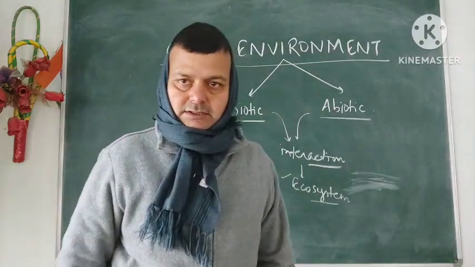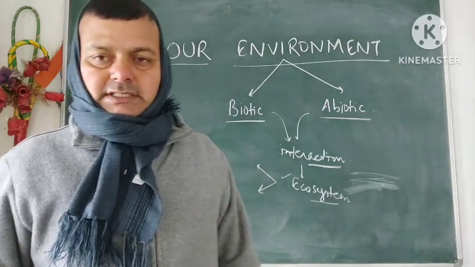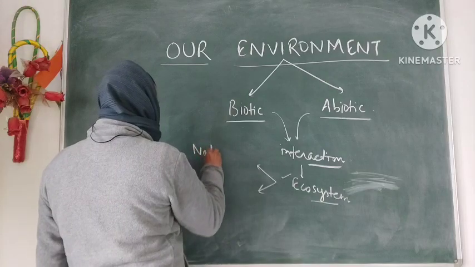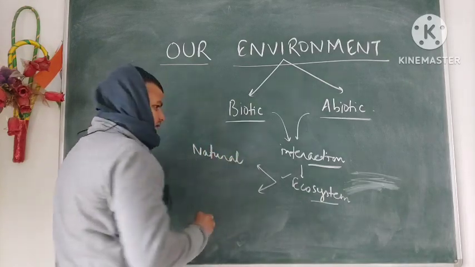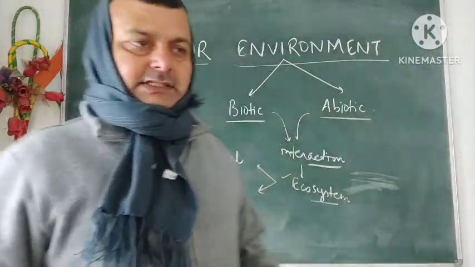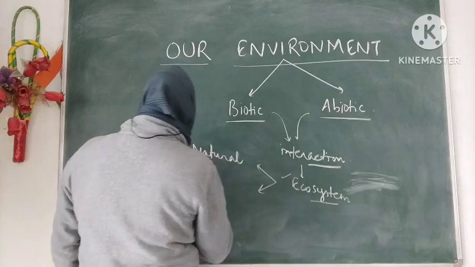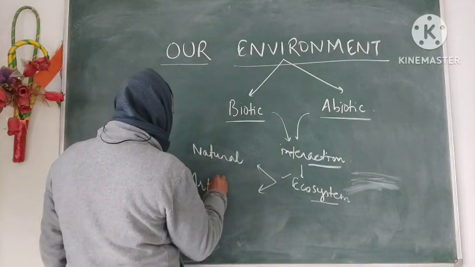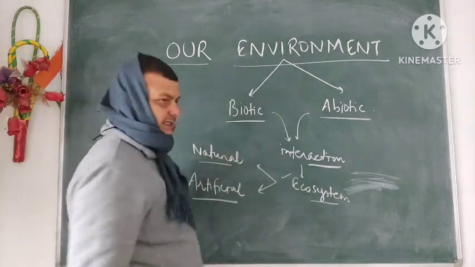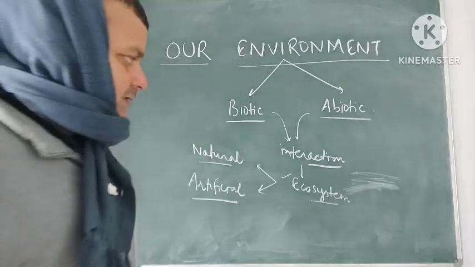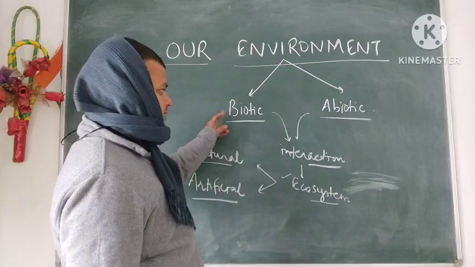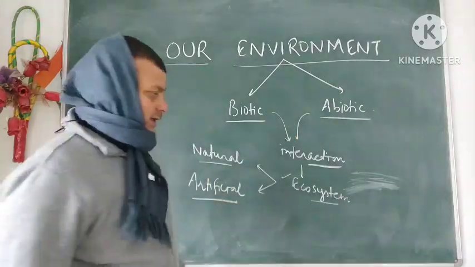Some ecosystems are present in nature and they are governed by nature itself. They are called natural ecosystems. And some ecosystems are man-made, because there is an intervention of human activity there, and they are called artificial ecosystems. So these are the two main categories of ecosystems. Always remember, ecosystem is an interaction of the biotic communities with the abiotic factors, right?